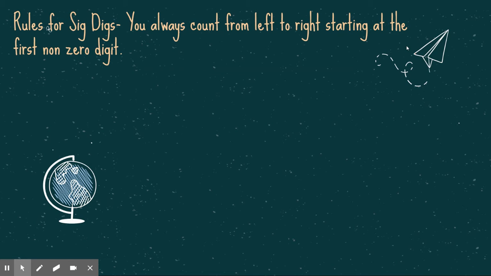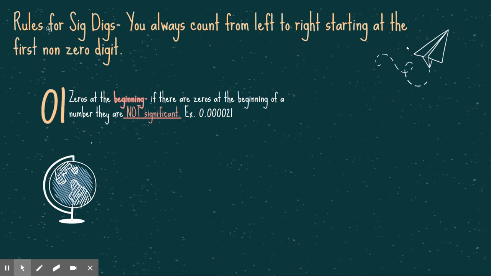So we have a couple of rules for figuring out significant digits when it comes to telling numbers in any sort of scientific form. What you're always going to do is count from left to right, starting at the first non-zero digit. That doesn't make 100% sense yet, but we're going to work our way through. So we're going to write down a couple of key things. Rule number 1 in your book says zeros at the beginning. If there are zeros at the beginning of the number, they are not significant. So it's key to write that down.